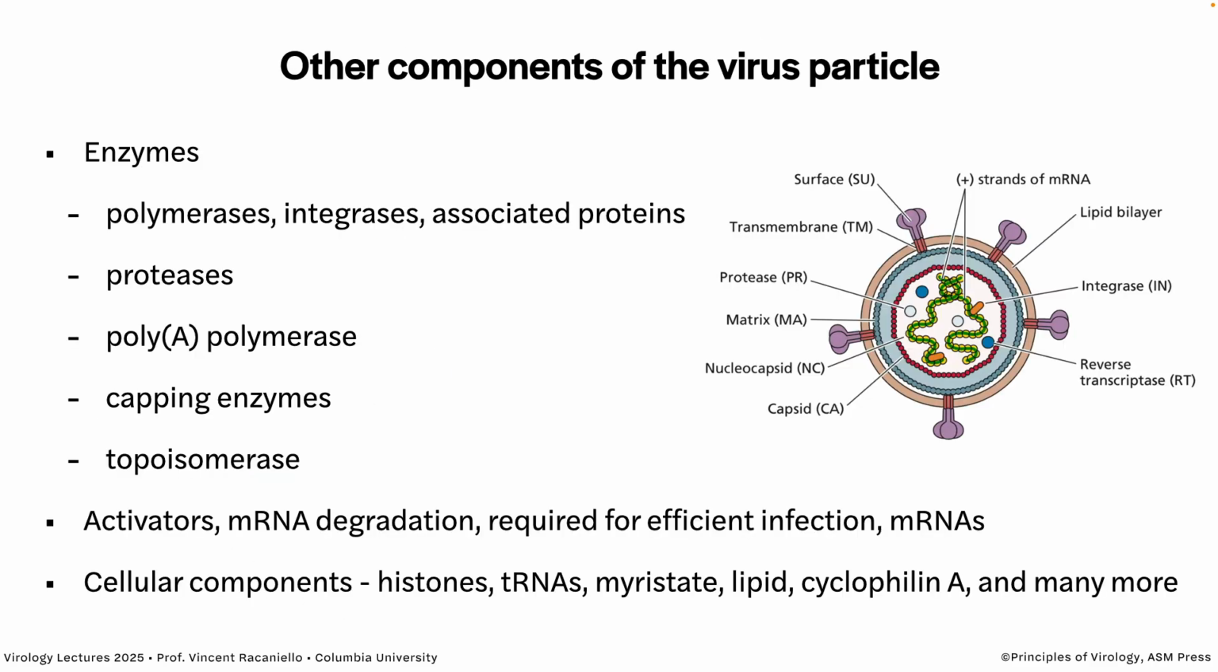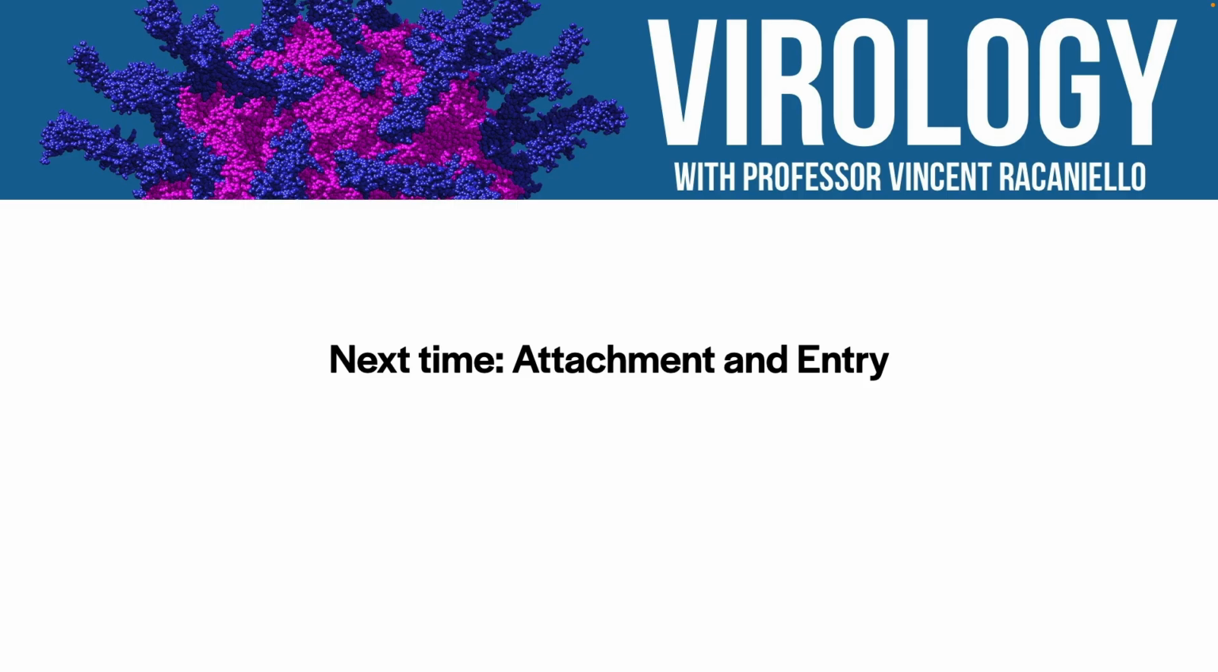Okay, and besides all the structural proteins, there are other things in virus particles. There are all kinds of enzymes that are needed at different parts of the reproduction cycle, and often cellular components as well. So it's not just the viral structural proteins, it's other proteins that are picked up as well. All right, now you know how to build a virus particle. Next time we'll show you how to get it to attach to a cell and liberate its nucleic acid.